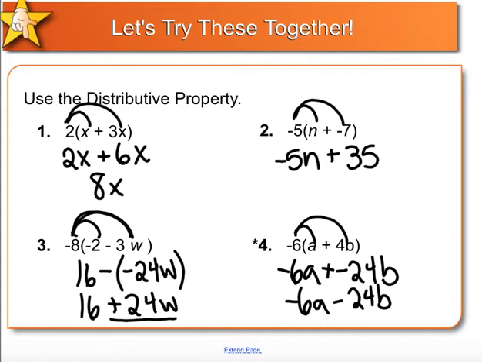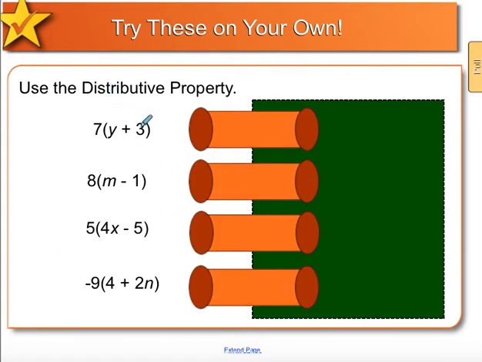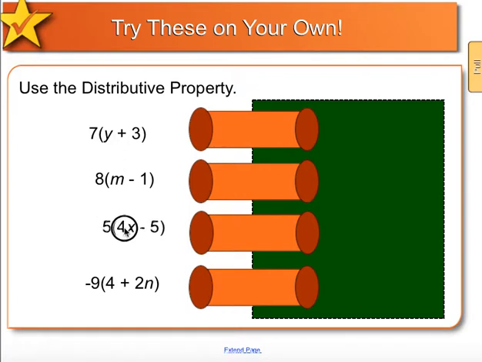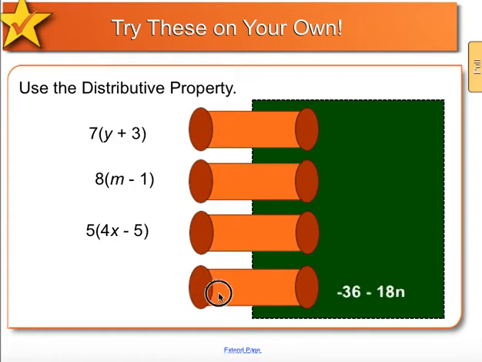So, practicing a couple more. 7 times y plus 3, we get 7y plus 21. 8 times m minus 1, we get 8m minus 8. 5 times the quantity 4x minus 5, we get 20x minus 25. Negative 9 times the quantity 4 plus 2n, we get negative 36 minus 18n. We have to distribute that entire negative 9.